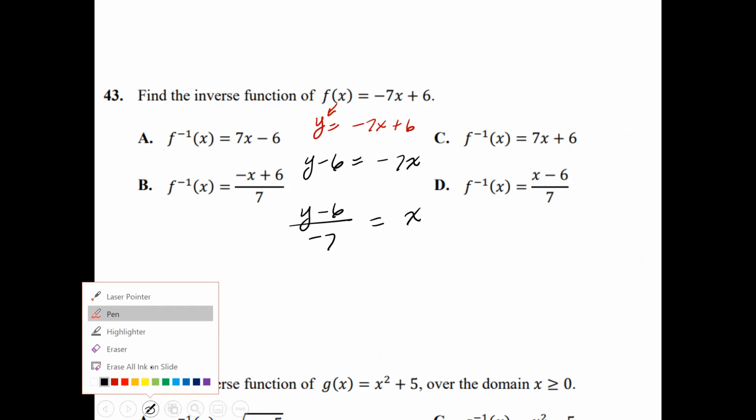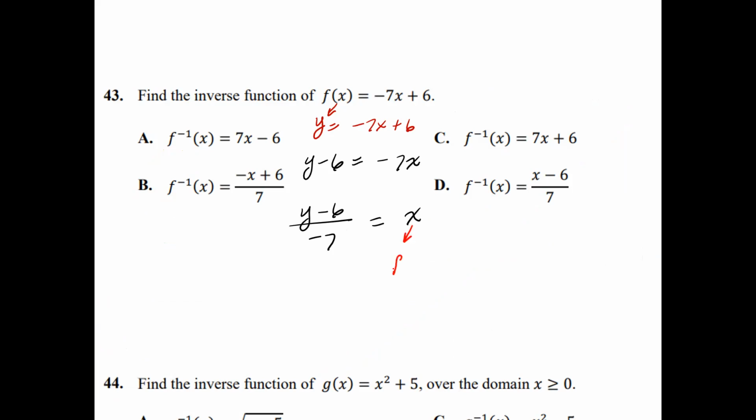And the last thing that you're going to do is replace that x with f of negative 1 of x equals, replace the y with an x. So you just kind of go back to the original equation. And at first looking at this, nothing matches, but I do know that's either B or D because those are the only two with a fraction.